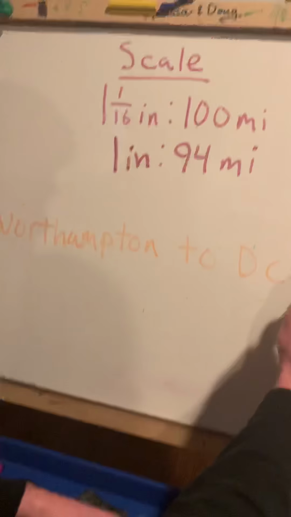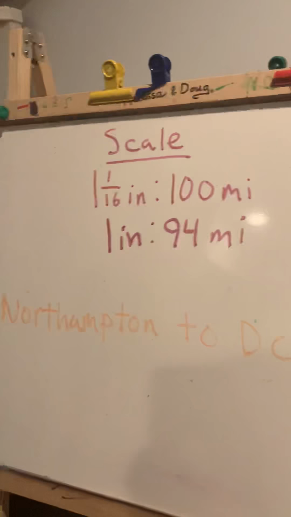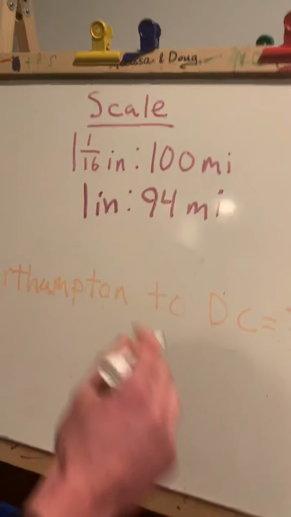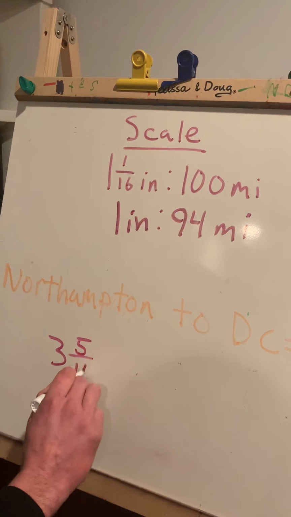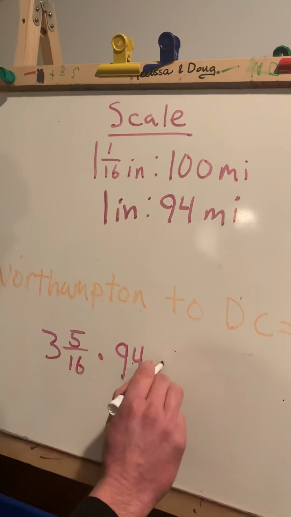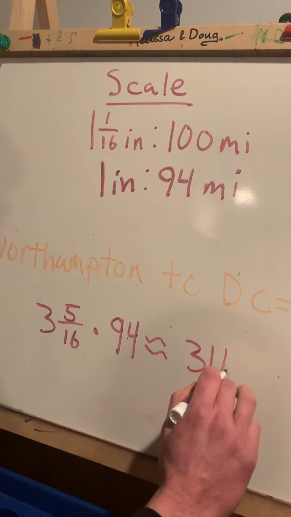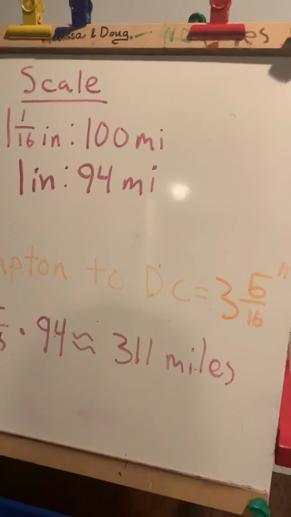So now, the last step to figure out how many miles Northampton is from Washington, D.C.: we know 1 inch is 94 miles. So we're going to take our 3 5/16 inches and multiply it by 94 miles. Let me do that in my head real quick. And we get approximately 311 miles from Northampton to Washington, D.C. And so we could say, as the crow flies, it's 311 miles from Northampton to Washington, D.C. Meaning if a crow just flew straight from here to Washington, D.C., it'd be 311 miles.